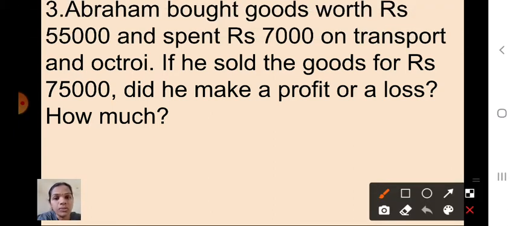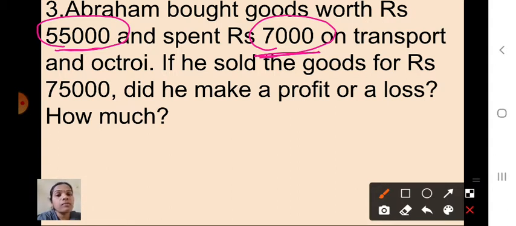Abraham bought goods worth rupees 55,000 and, moreover, he spent 7,000 rupees for transport and octroi. So here we have to find what? Total cost price. Children, for that we have to add 55,000 plus 7,000, so that will be your total cost price.